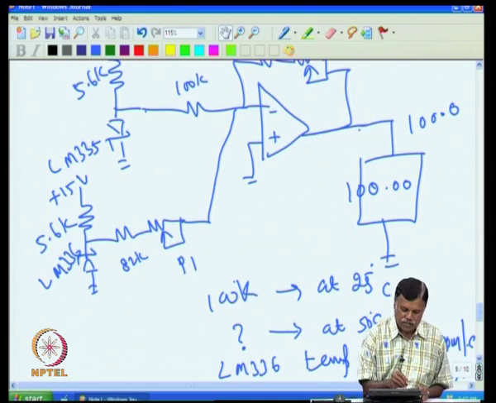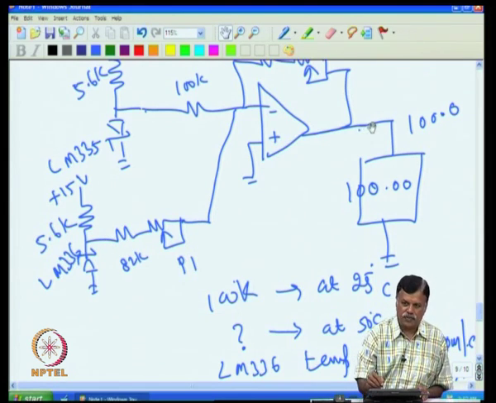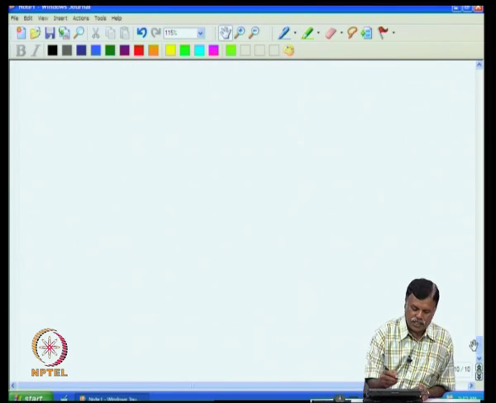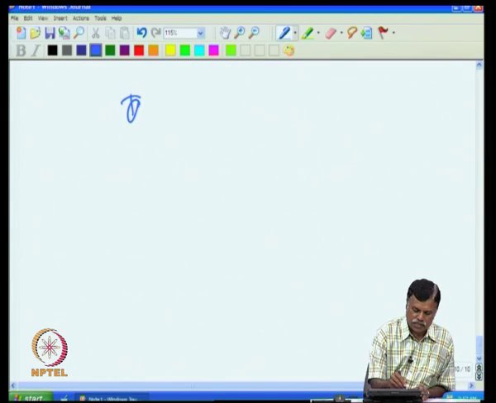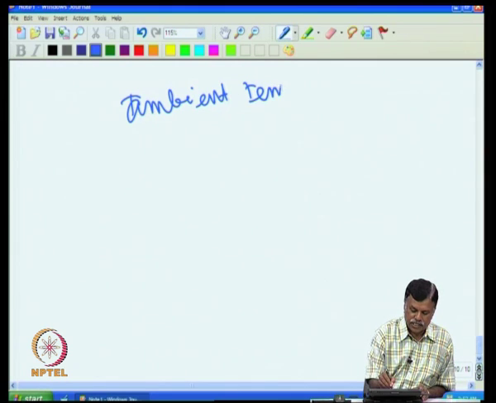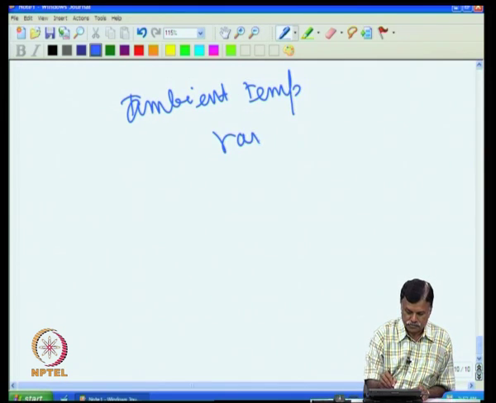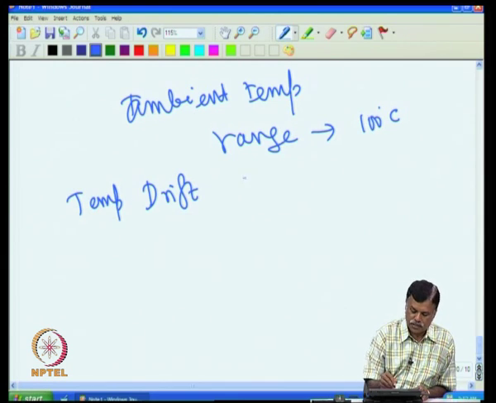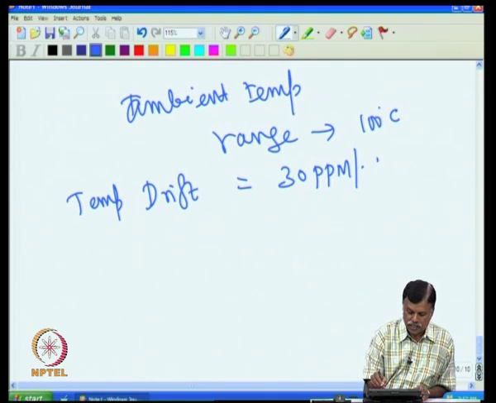So, what will be the voltage change here? What will be the voltage change that is expected at the output? Considering the industrial grade equipment, I take the ambient temperature change as 100 degree. This is for industrial grade equipment. So, the temperature drift of the sensor is 30 ppm maximum per degree C.